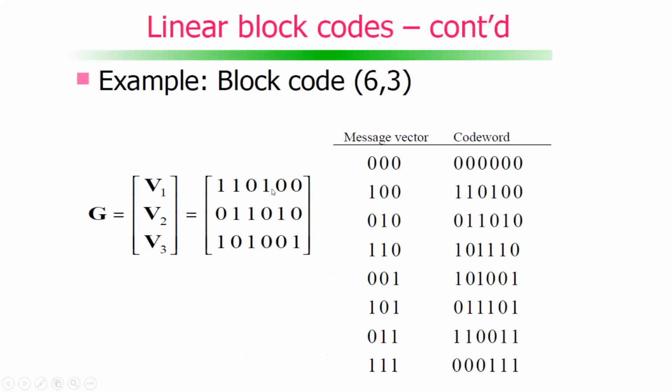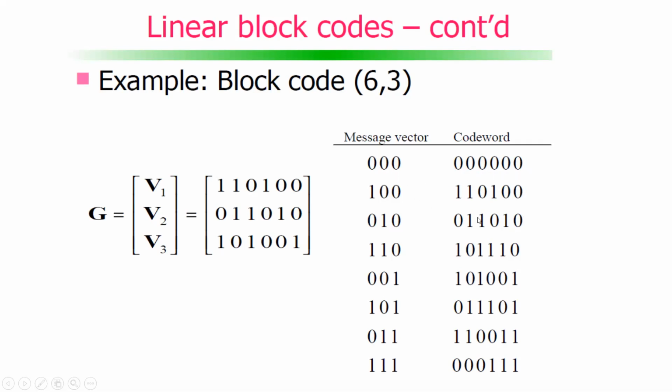Now, this is the example here. This is the message vector. This is the code word. Message vector, this is (6, 3). The message vector consists of 3 bits, whereas the code word consists of 6 bits. Total possible combinations of 6 bits are 2 to the power 6, but I require only 8 combinations.